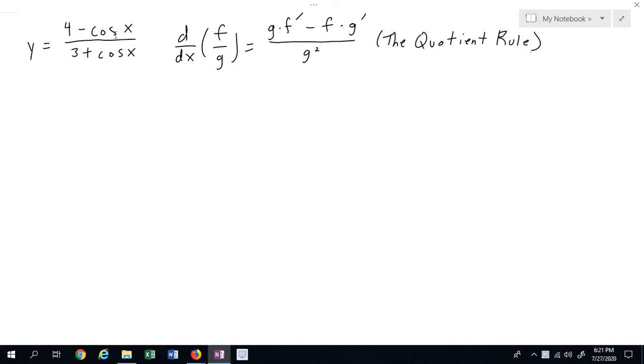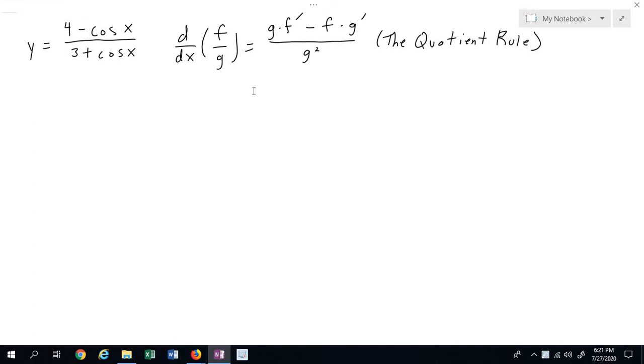The first thing you should notice is that this is a quotient. Anytime you divide one function by another function, you have to use the quotient rule in order to find the derivative. The quotient rule says that if you take the derivative of f divided by g, it's the same as g times f prime minus f times g prime over g squared.